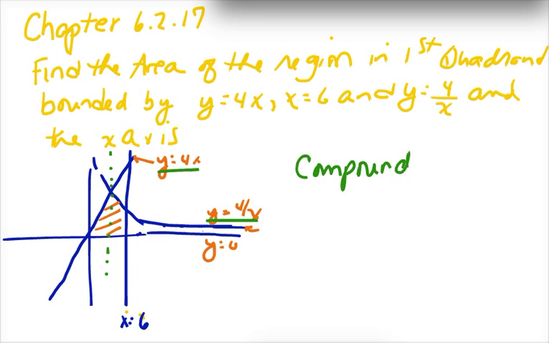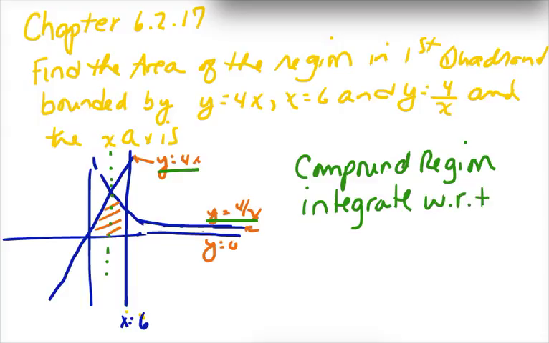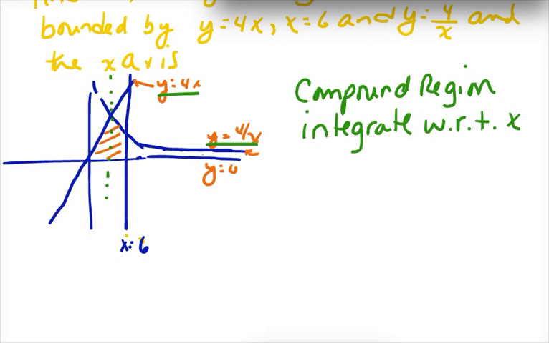Compound because it doesn't matter whether you integrate with respect to y or x, you're going to have to do multiple regions. And I think the easiest thing to do would be to integrate with respect to x. I'm not going to go all the way through. I'm just going to try and answer your question, which is why there are two limits of integration, and that's because you have two regions.